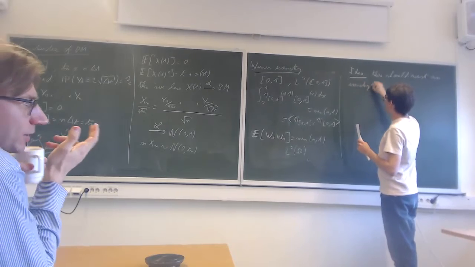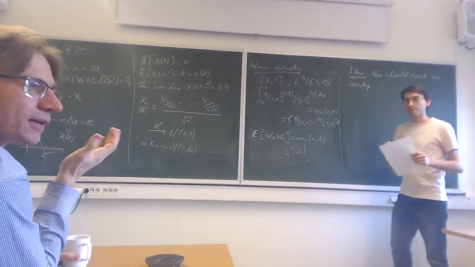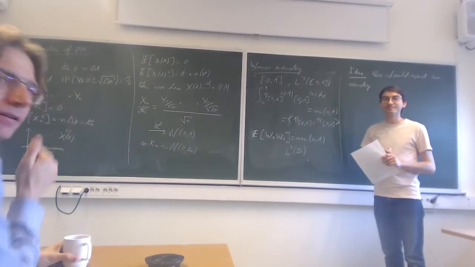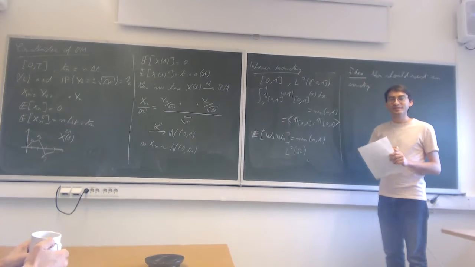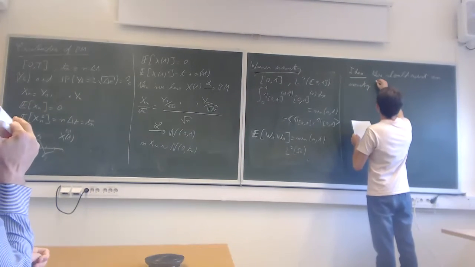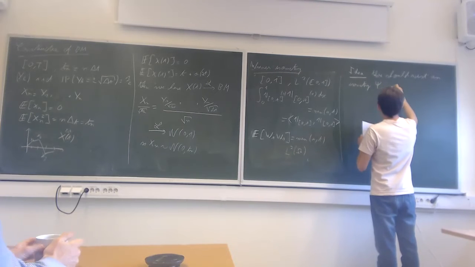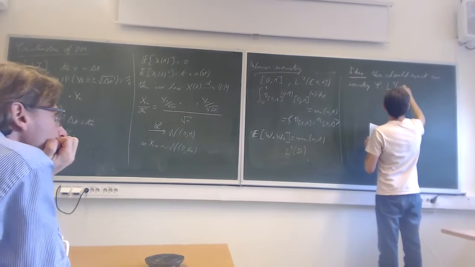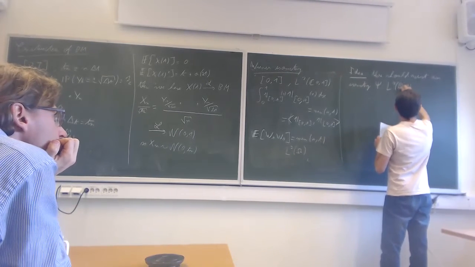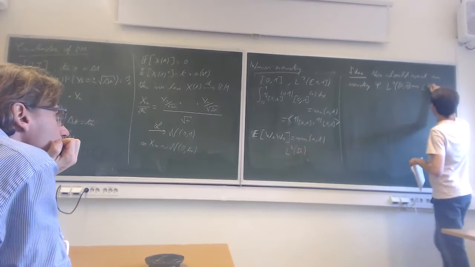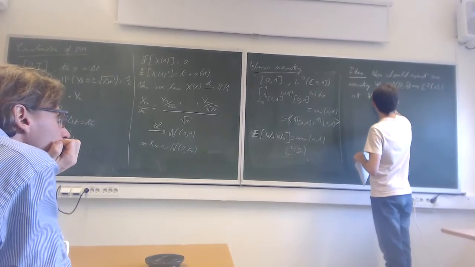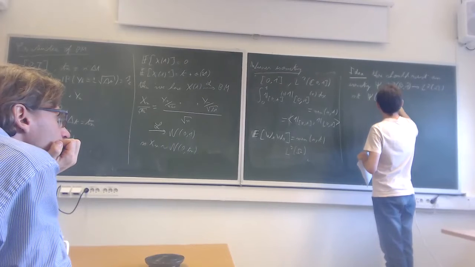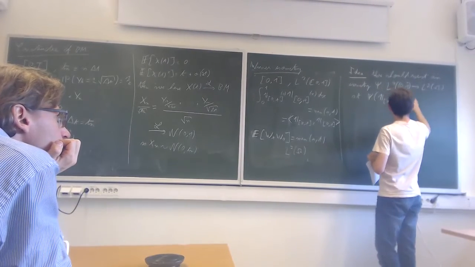Yeah, but here he wants to find a particular one. You don't want just any isometry, you want something more specific. That's an isometry psi that goes from L2 of 0,1 to L2 of omega, such that psi of the indicator of 0,t is equivalent to the Brownian motion.